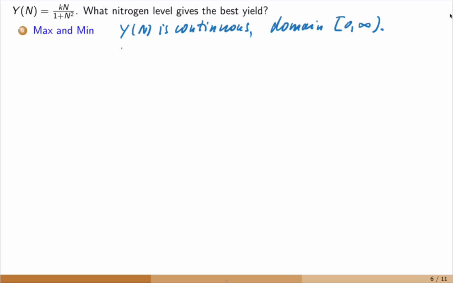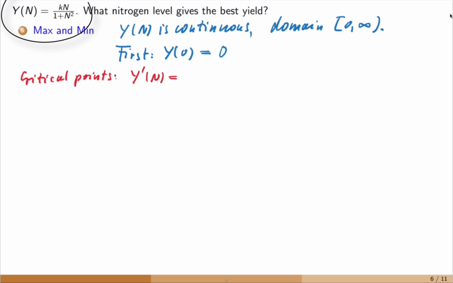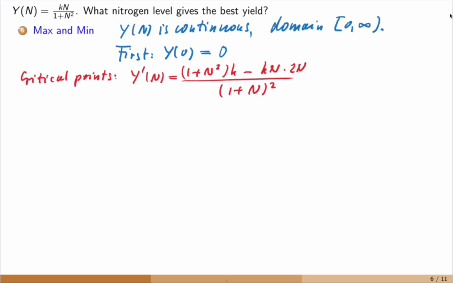Maybe do that first. First we look at y at 0, because it's a boundary point. We find there's 0 yield, so this is not likely to be our maximum. So then we look for critical points, which means we have to equate the derivative y prime of n to 0. So what is the derivative? Well, that is the quotient rule. So we have low d high minus high d low, draw a line and square below. Oh, sorry, there's a square. So it's n squared plus 1, and then the whole thing squared again.